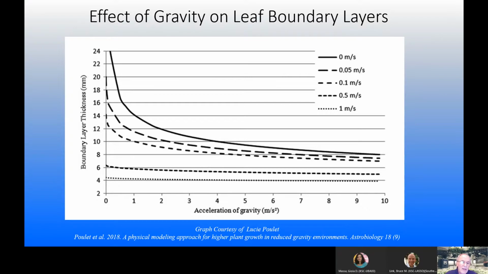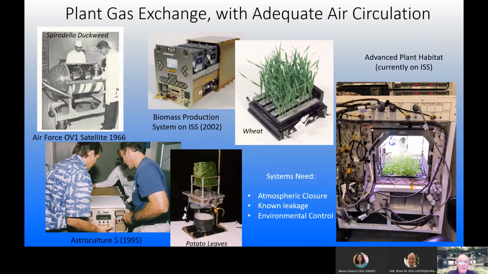And then she modeled different air speeds and predicted the boundary layer. So that's the still layer above the leaves that would occur in these different combinations of gravity and air circulation. And what you'll see, that top line where there is 0 air movement, 0 meters per second of airflow, when you get to a 0G or very low gravity environment, you have these very thick boundary layers, which is not good if you want good gas exchange to the plant leaves.